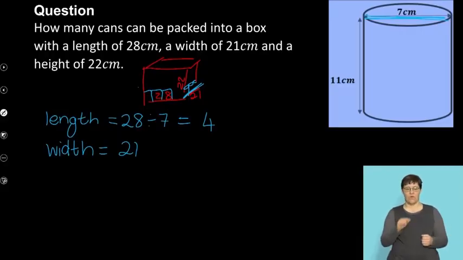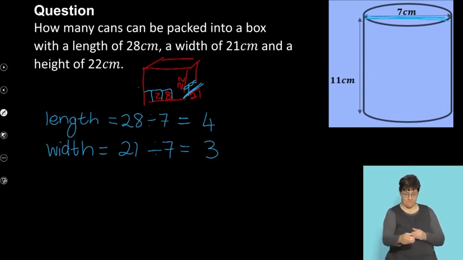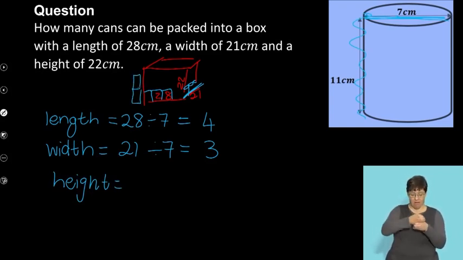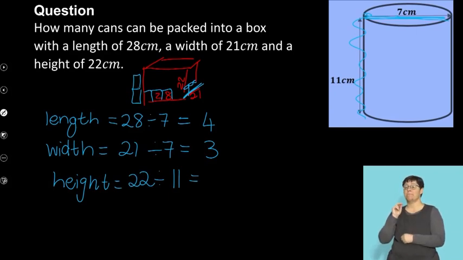Great, everyone. So because the width of the box is 21 centimeters, I'm going to divide this by 7, which is the diameter, and 21 divided by 7 is going to give me the fact that I can fit 3 cans along the width of the box. Now let's have a look at how the height is going to be affected. My height is 22 centimeters, but my cans themselves have a height of 11 centimeters. So that means I can fit 1 can on top of the other. So that means that I'm going to have 22 divided by 11. We're dividing by 11 because the height of the can is 11. So we're going to be able to stack 2 cans on top of each other along the height of the box.